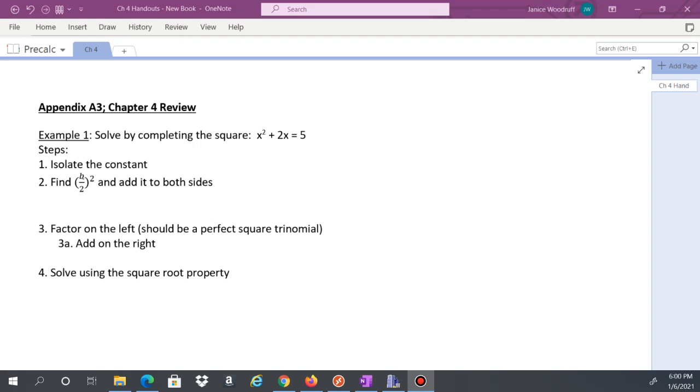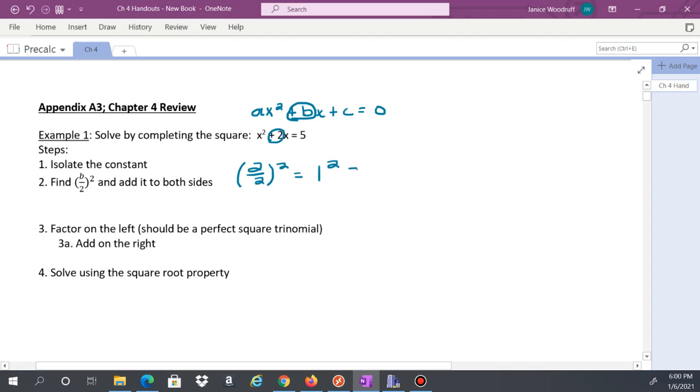The next thing we're going to do is find b over 2 squared, and then add it to both sides. Remember your quadratic is given by ax squared plus bx plus c equals 0. So the b is this value right here next to the x. In this case b is 2. We go 2 over 2, and then square it. 2 over 2 gives us 1, and 1 squared gives us 1. So we're going to add that to both sides.